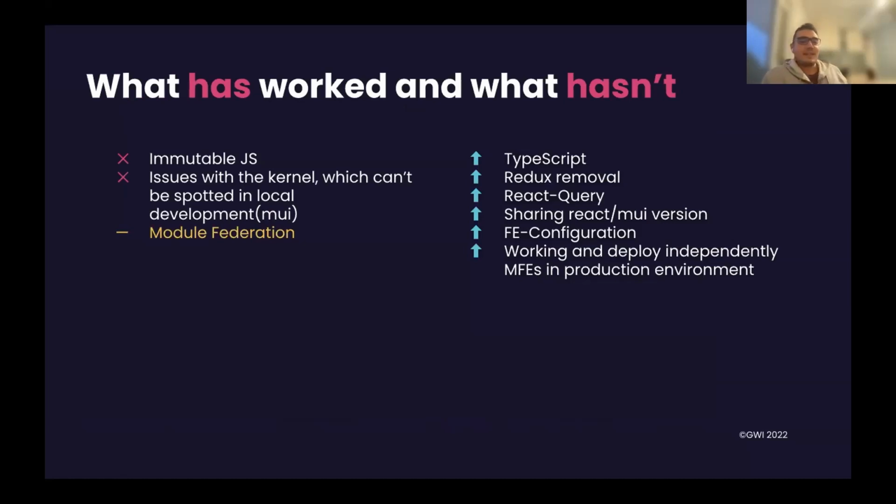And now I would like to summarize what has worked, again for our context, and what hasn't. The first thing that hasn't worked for our context was immutable.js. So right from the start, we added the immutable.js library because we wanted to have a more functional way of writing React.